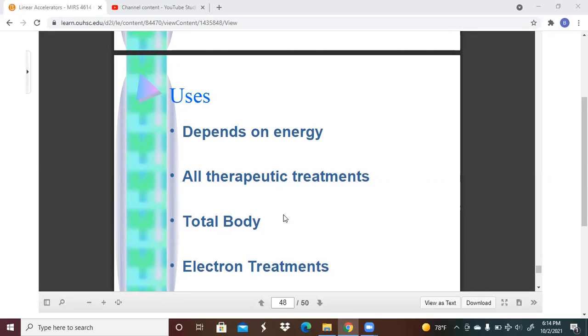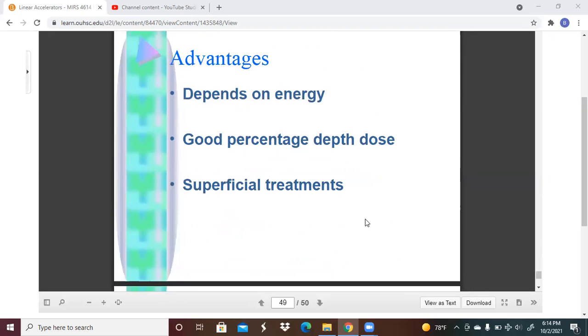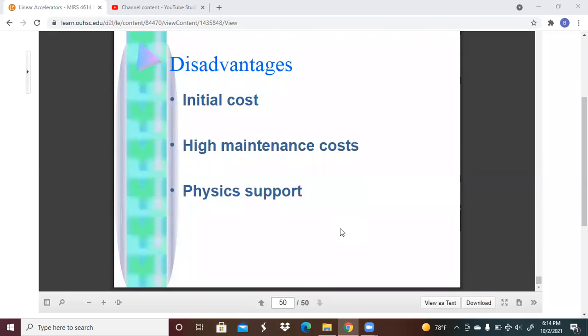And an accelerator, you can use it for basically all different therapeutic treatments, even total body or even electron treatments. You've got a wide range of energies. You've got a pretty good percent depth dose. You can treat to several different depths, and you can also do superficial treatments if you wish.